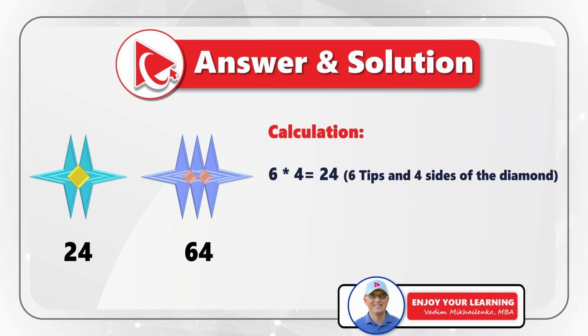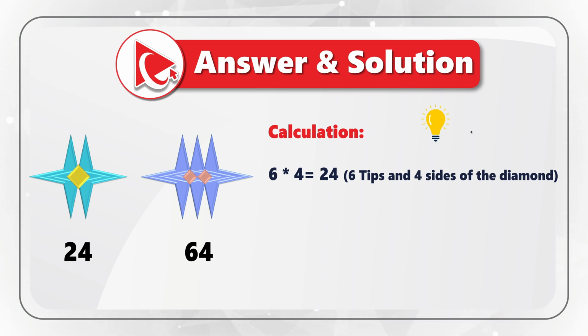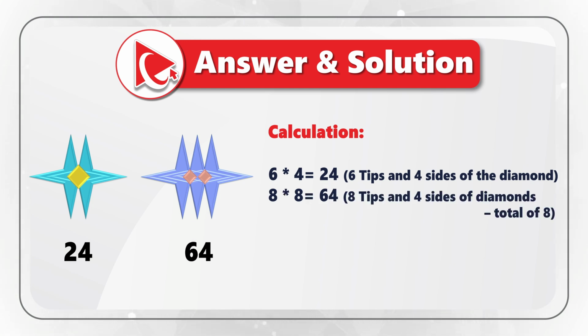Can you do the calculations for the second set? I'm here to help you. Let's count the tips. We have 8 tips on the purple stars. 1, 2, 3, 4, 5, 6, 7, and 8. And we have 8 sides of the diamonds because there are 2 diamonds there. 8 multiplied by 8 equals 64. That's how the number was calculated.